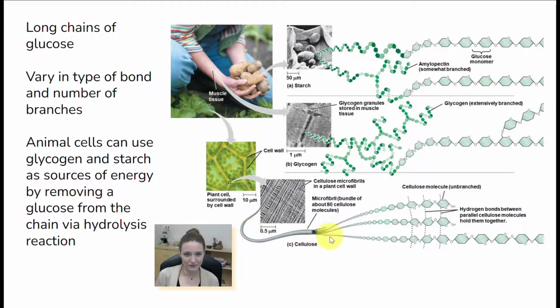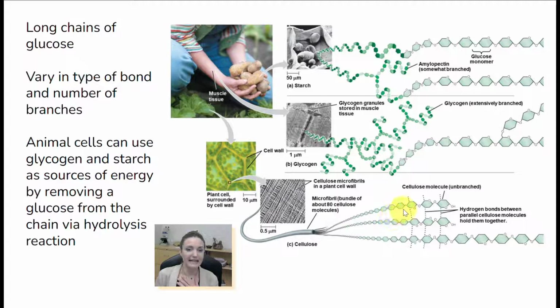Versus cellulose, look how different cellulose looks. Also, what do we notice about the bonds here? The orientation of these glucose molecules. These are different. These tend to be beta glucoses, right? The hydroxide group is on the other side. So cellulose, we don't have cellulose in our cells. It's only found in plant cells.